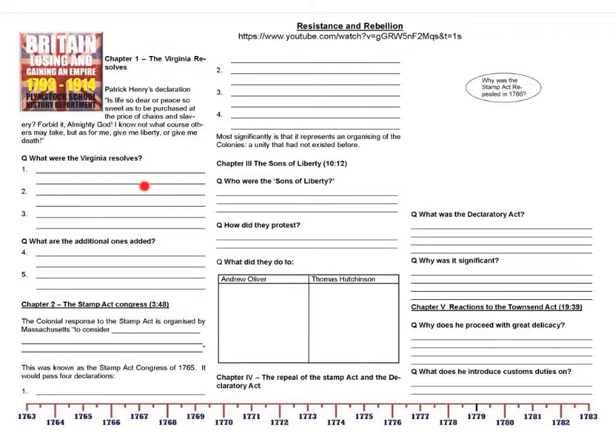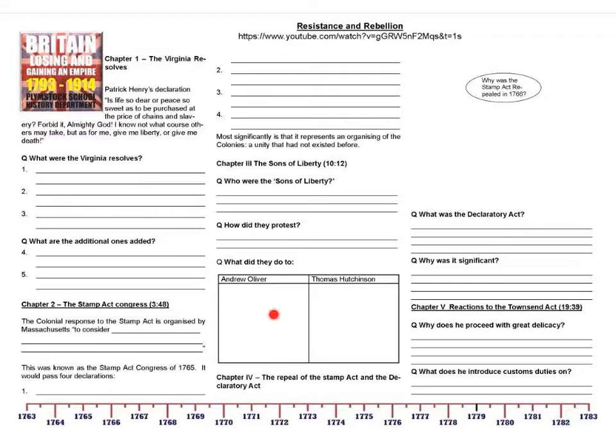So we move through the Virginia Resolves to the Stamp Act Congress. So the first time that the Americans convened together, rather than be disunited, they moved towards united in their stance against the British. The Sons of Liberty, the group that starts to emerge as the common voice of the American people. Who were they and what were they motivated by?